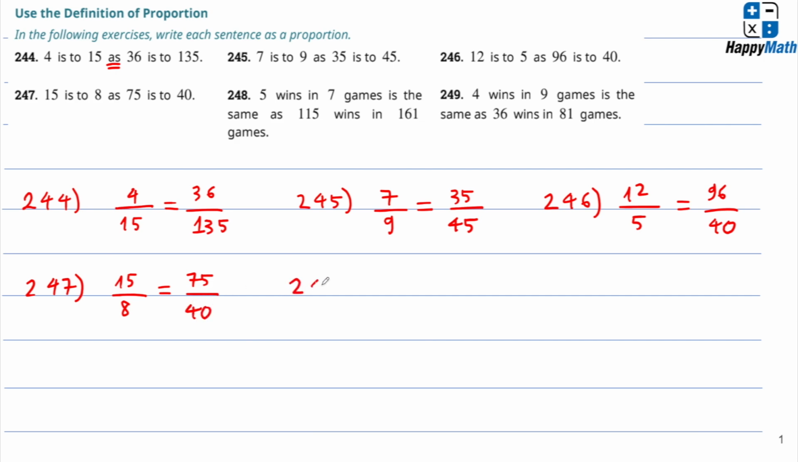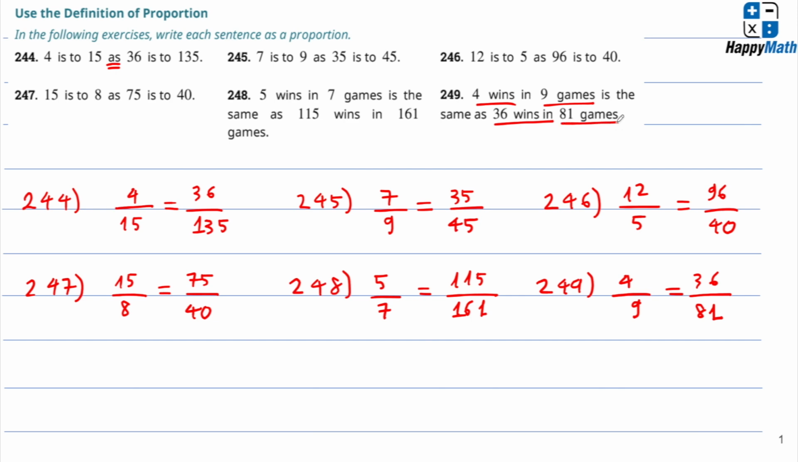And 247, this means 15 over 8 equals 75 over 40. Next one, 248, you got 5 over 7 and 115 over 161. And the next one, 249, you got 4 over 9 equals 36 over 81. Yeah, 4 wins in 9 games, 36 wins in 81 games. Okay, that means proportion from the word problem.